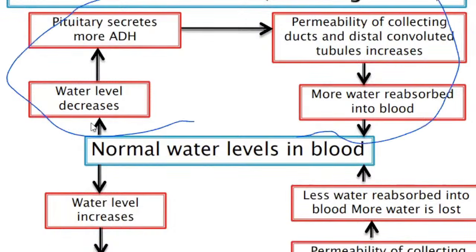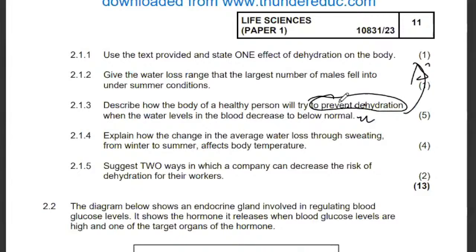This is what you explain, that if the water level has decreased, the pituitary gland will secrete more ADH. The ADH will be transported to the nephron and makes the collecting duct and the distal convoluted tubule become more permeable, meaning that more water is going to be reabsorbed, and then the water in the blood will increase, and then it goes back to normal level. So basically, that's what we expected you to write here.